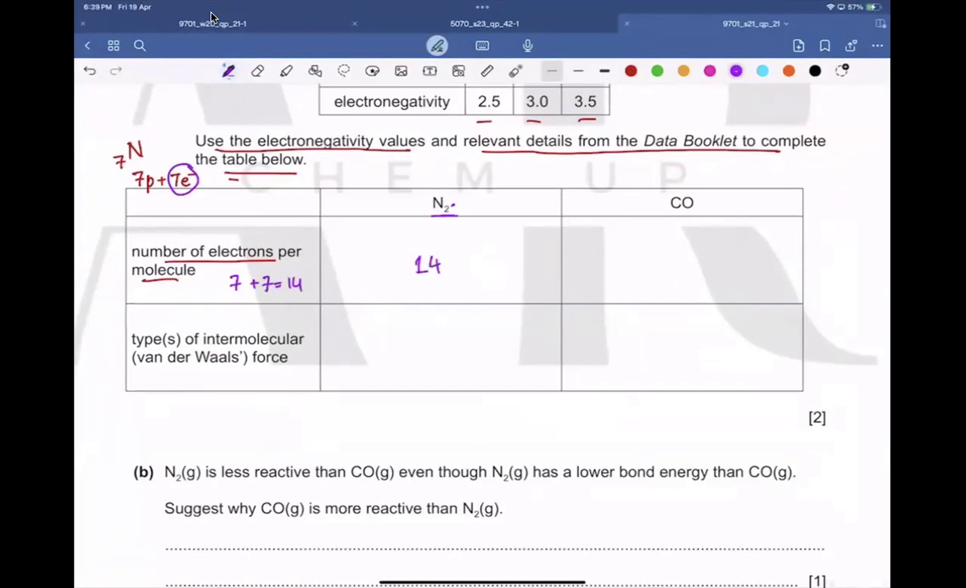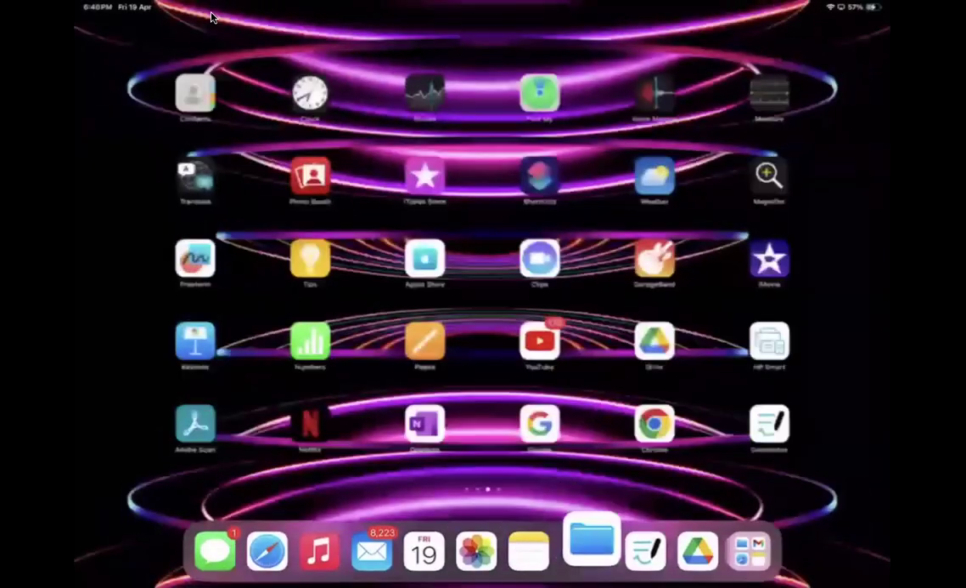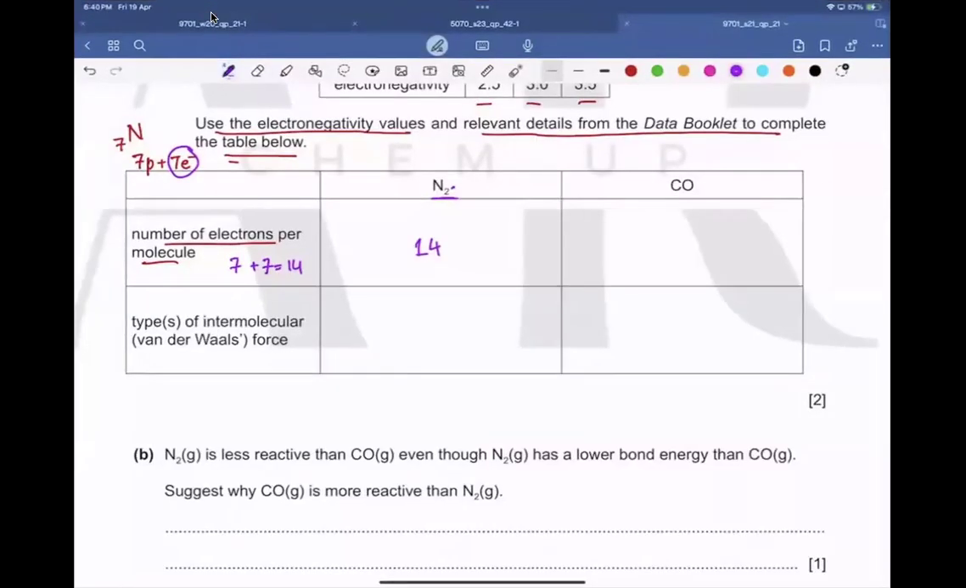Now, if you look at carbon and oxygen, oxygen has 8 and carbon is 6, right? So for carbon there are 6 electrons. For oxygen, there are 8 electrons as these are atoms. So 6 plus 8 is also 14. So here I'm also going to write 14.